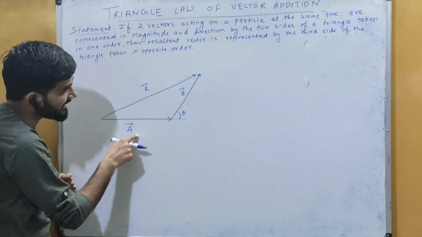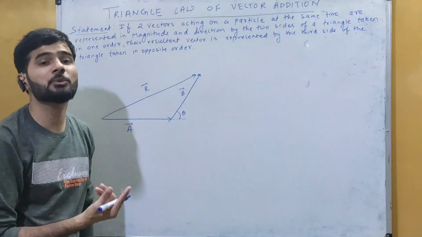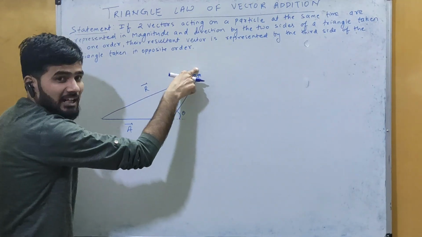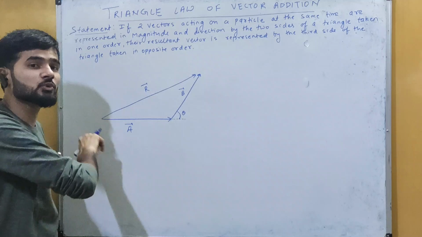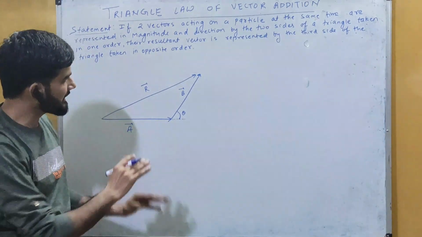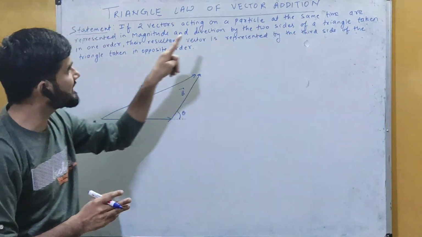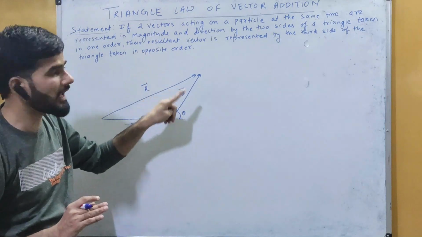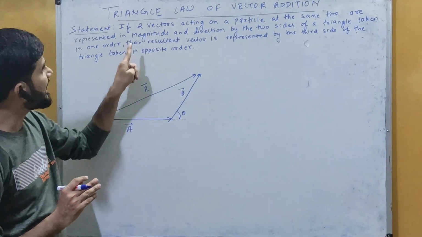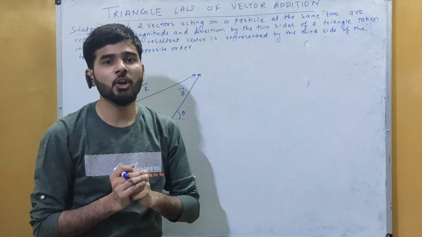You can see vector A and vector B are in the same order, but vector R is in the opposite order. If this third vector R started from here and went up to here, we would say its order is also the same, but right now its order is different. So this is the statement of the triangle law: if two vectors acting on a particle at the same time are represented in magnitude and direction by the two sides of a triangle taken in the same order, their resultant vector is represented by the third side of the triangle taken in the opposite order.